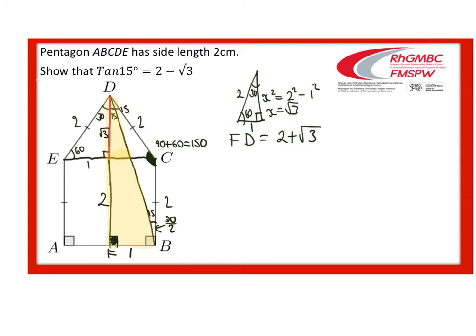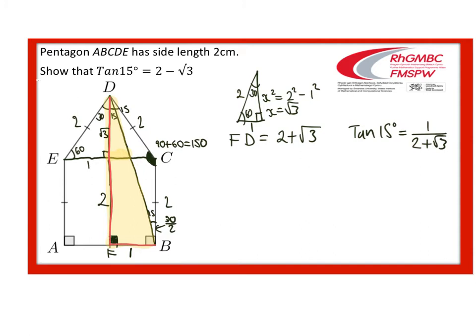Okay, so I'm there now. I've got a right-angled triangle that involves the angle 15 degrees. I know the opposite side FB, which is 1. That's this one down here. I know the adjacent side, which is DF, which is 2 plus root 3. So I can now write out that tan 15 degrees equals the opposite, which is 1, over 2 plus root 3.